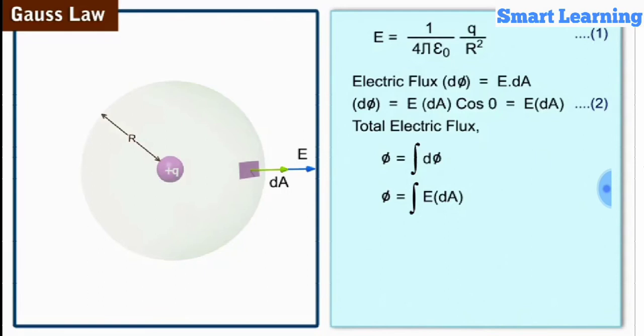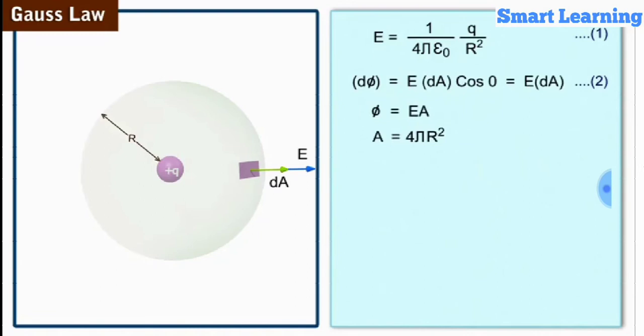Since E is constant in magnitude for all points on the Gaussian surface, we have integral E dA is equal to E into integral dA. We know that to integrate dA is equal to A, which is the area of the Gaussian surface considered. Now, phi is equal to EA. We know that for a spherical surface, which is the Gaussian surface in the present discussion, A is equal to 4 pi r square. Therefore, we have phi is equal to E into 4 pi r square. Let us label it as equation 3.